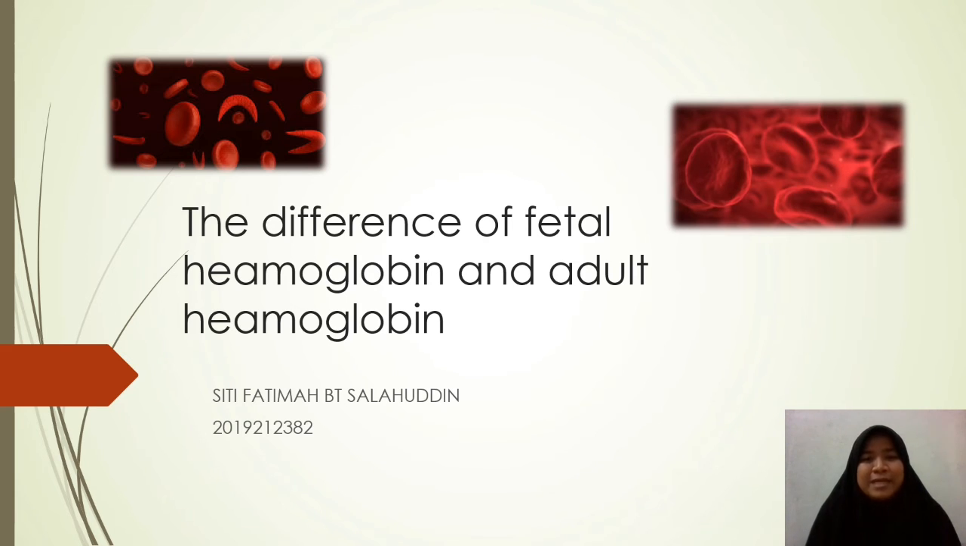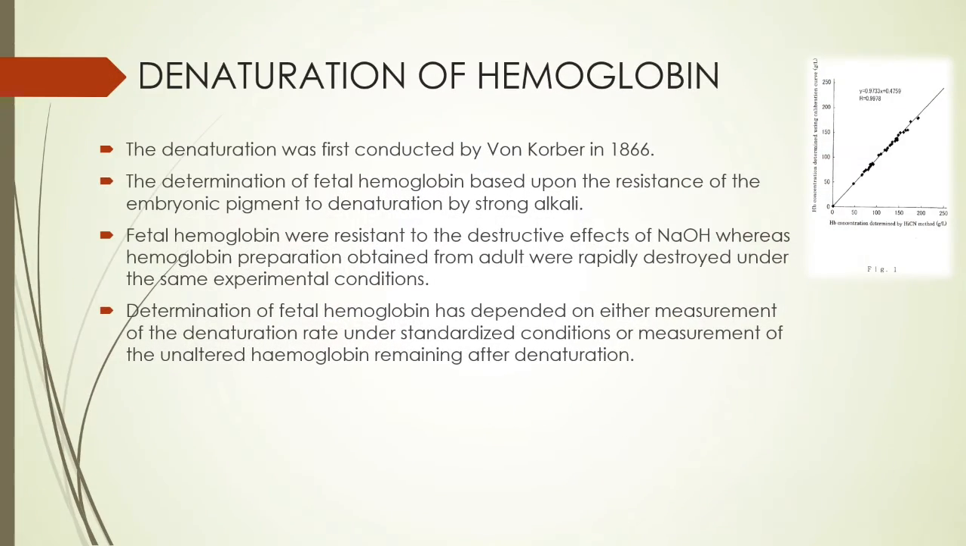Today I will continue about the difference of fetal hemoglobin and adult hemoglobin. Denaturation of hemoglobin. The denaturation test was first conducted by von Kober in 1866. The determination of fetal hemoglobin is based upon the resistance of the embryonic pigment to denaturation by strong alkali. Fetal hemoglobin was resistant to the destructive effects of sodium hydroxide, whereas hemoglobin preparations obtained from adults were rapidly destroyed under the same experimental conditions.